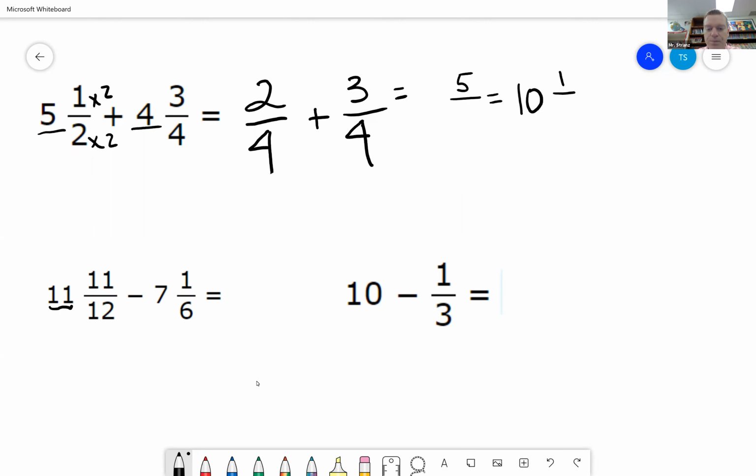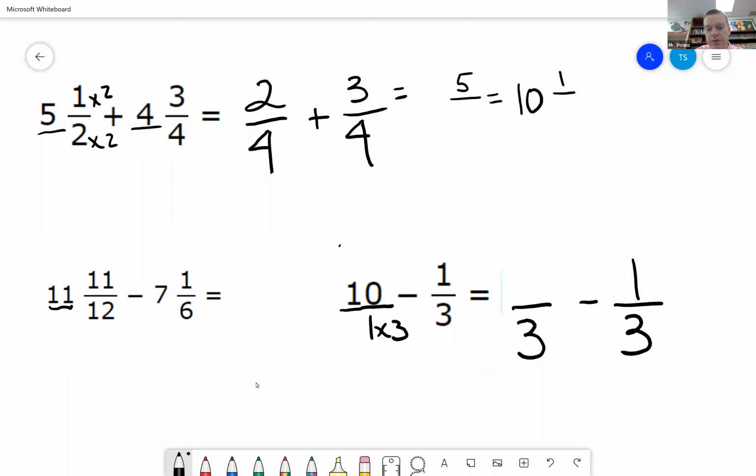Okay, so we got 10 minus 1/3. All right, remember, any whole number is always already going to be over 1. Okay, so really it's 10 over 1 minus 1/3. My lowest common denominator is going to be 3. Right, this stays the same. I didn't have to change that at all.